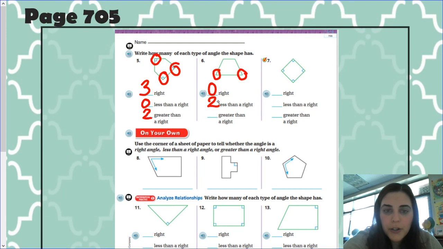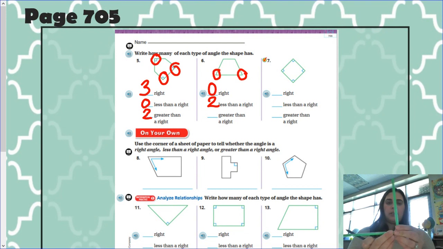That would be 2. And then any that are greater. So here's our right angle. Are there any that are greater? There aren't. If you said 2, you're correct.